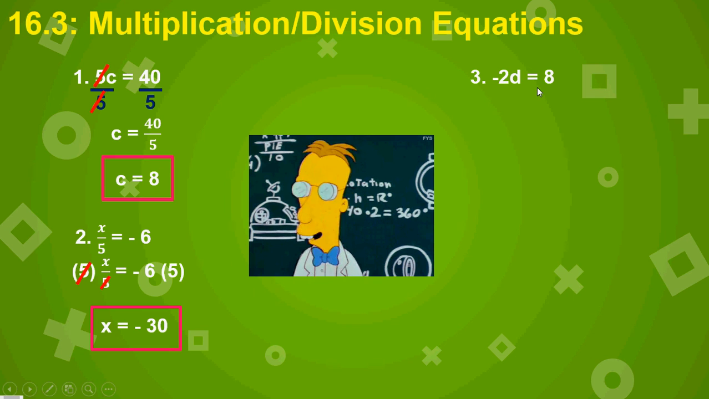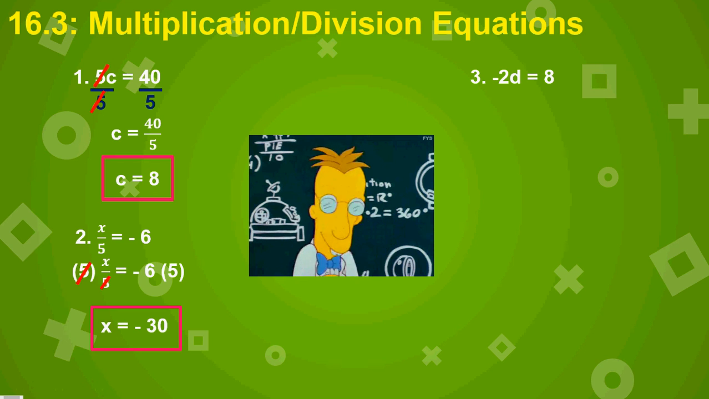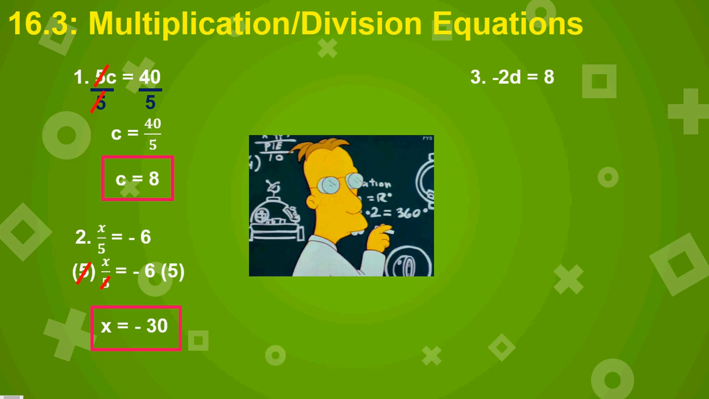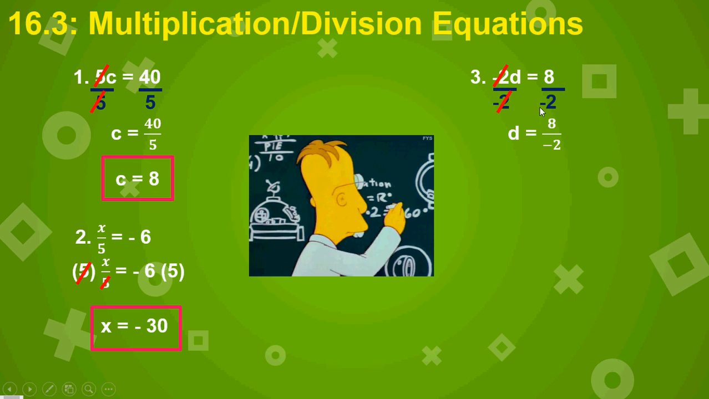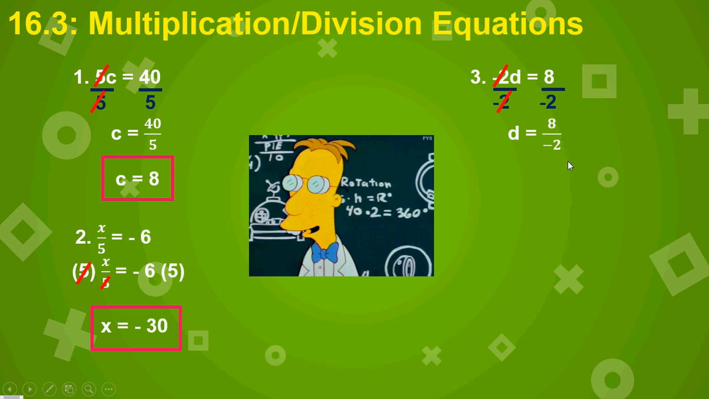Number 3. Minus 2d equals to 8. What is doing the minus 2 times with the d? Yes, of course. They are multiplying. Okay? They are multiplying. So in this case, if they are multiplying, I have to divide both sides by negative 2. Now, these numbers cross out, se cancelan, y me quedaría esto. D equals 8 divided by minus 2. How much is 8 divided by minus 2? Negative 4. That's my final answer, guys.